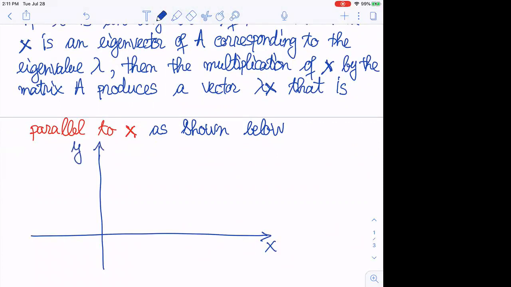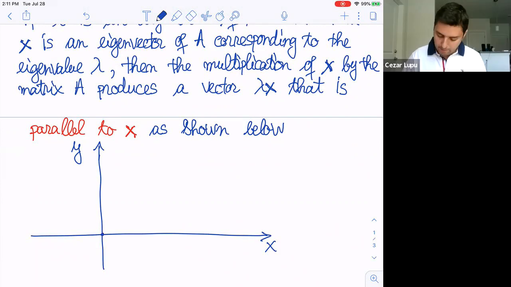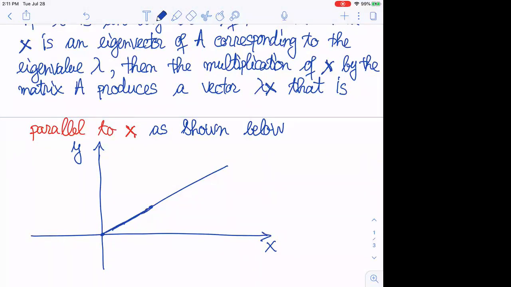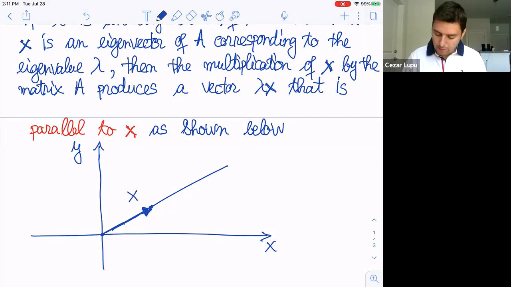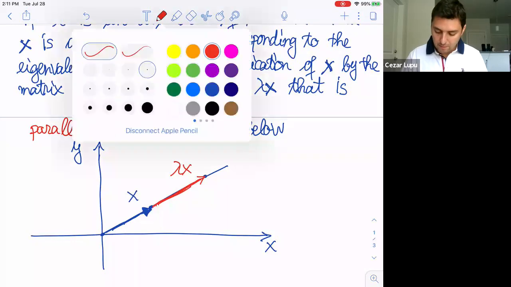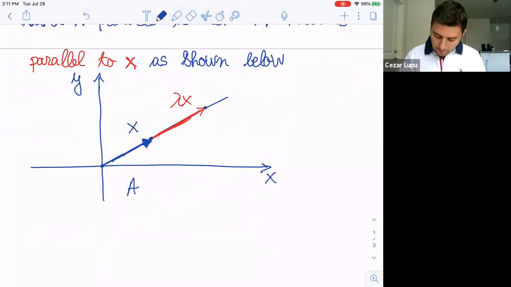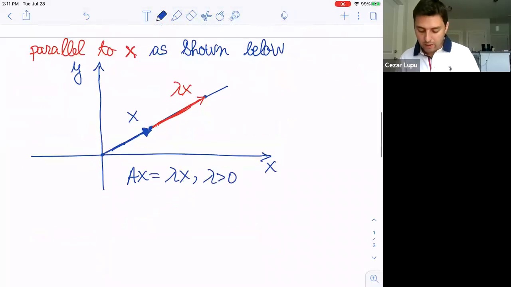All right, so let me draw it from here. So we have something like this. And let's just say here is my vector x. Right? And here will be a lambda times x, right? This, let me put another color here. This will be lambda times x, right? I'm just multiplying by a scalar. Okay. And this is the case when Ax is lambda x, right? And lambda is positive. But I can also have the case when lambda is negative.